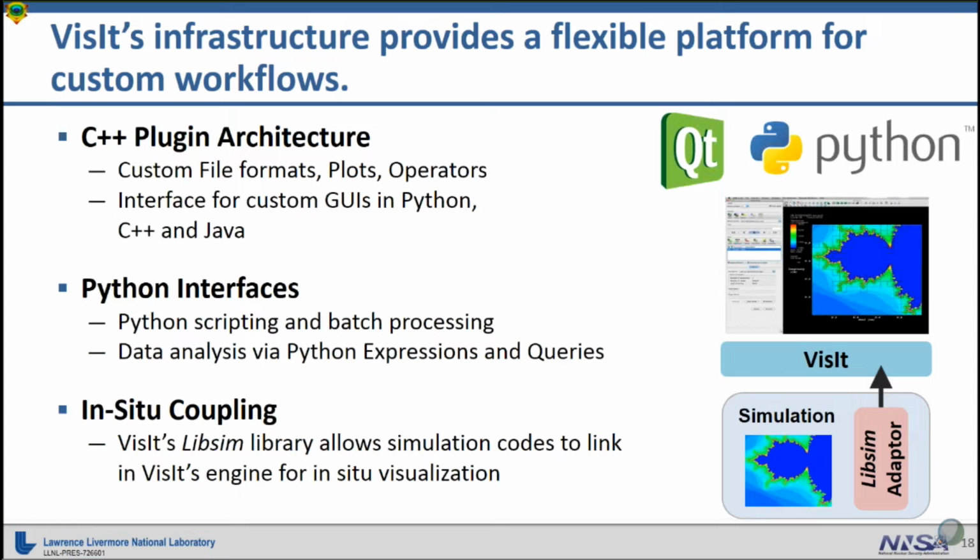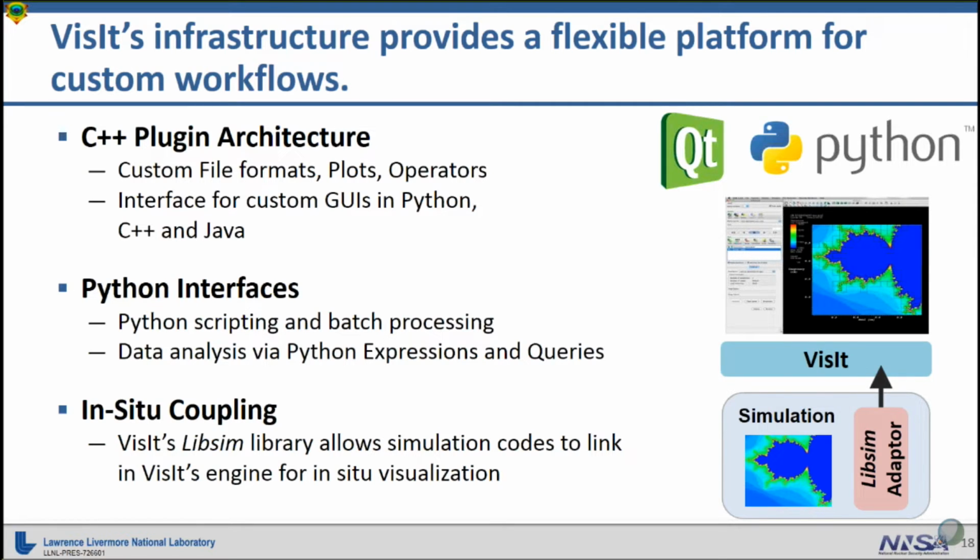Visit also provides a platform for generating custom workflows. So, as I mentioned earlier, you can add additional file format readers to Visit. Visit has a C++ plugin architecture. We have plugins for 3 types of things: database readers, plots, and operators. Plots are rendering techniques, and operators are ways to manipulate your data. We also have interfaces for creating custom GUIs. Visit's GUI is designed to be general purpose, but if you want to tailor it to some specific application, you can generate custom GUIs as well.